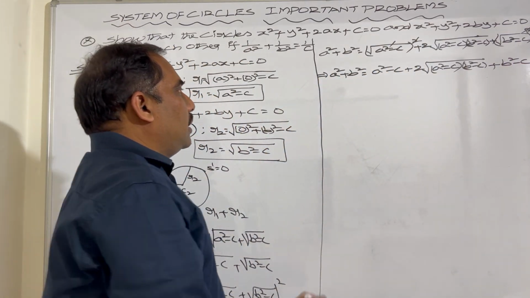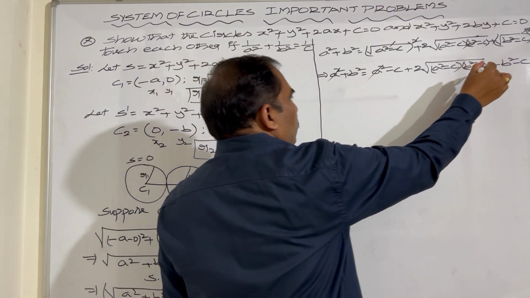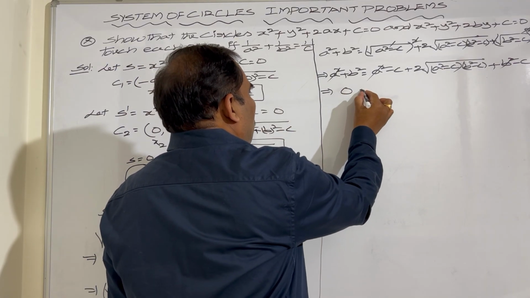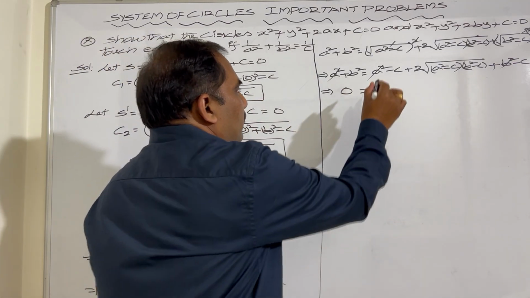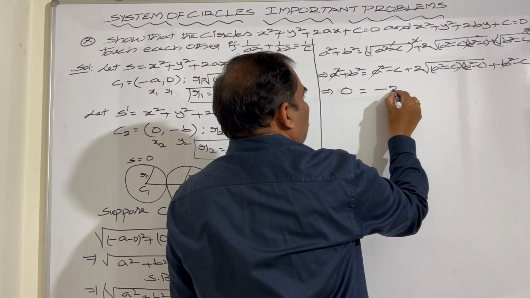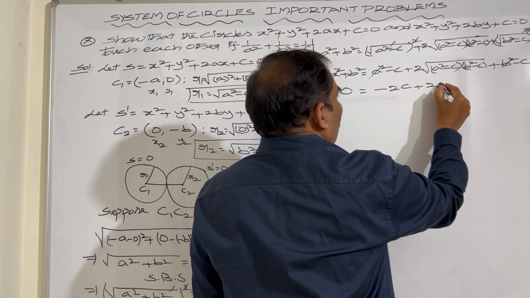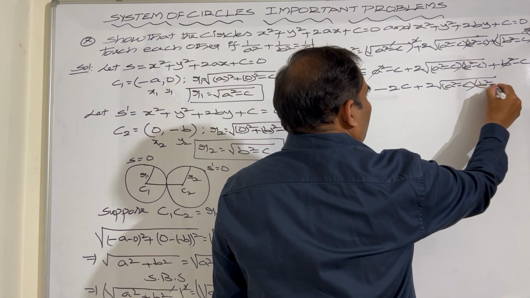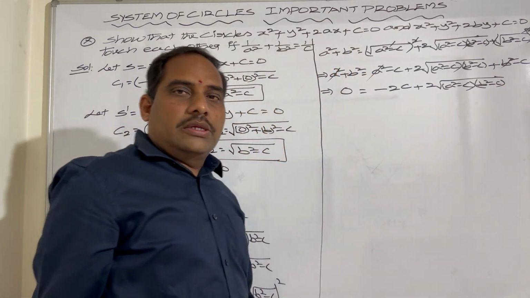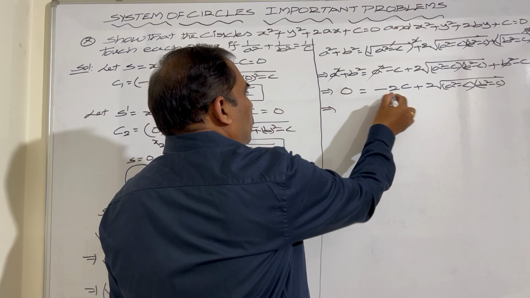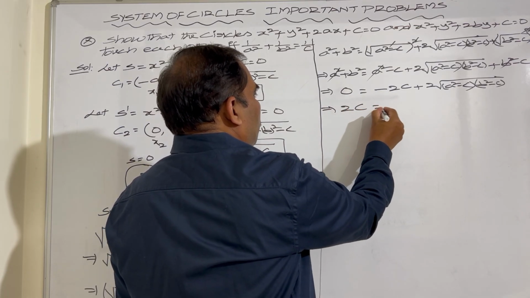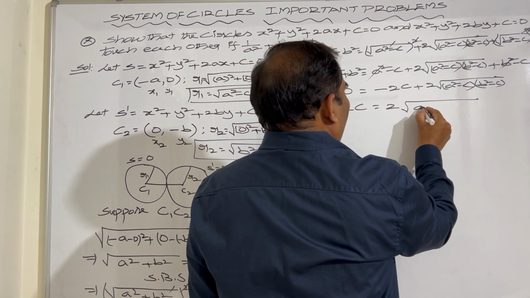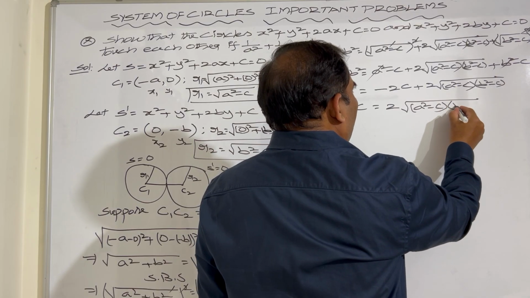So if you observe here, on the right hand side and left hand side, a square and b square get cancelled. So we have in the left hand side 0 is equal to minus c and minus c, this is minus 2c, plus 2 into root over a square minus c into b square minus c. Now further we can write, if you bring that minus 2c to the left hand side, it becomes plus 2c is equal to 2 into root over a square minus c into b square minus c.